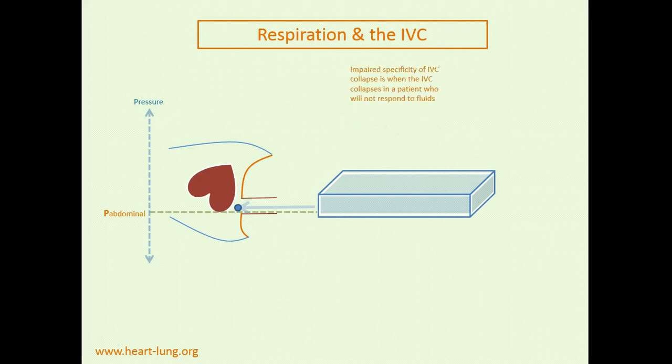And now let's talk a little bit about specificity and sensitivity. So let's call an impaired specificity of IVC collapse when the IVC collapses in a patient who will not respond to fluids. So what might bring about that situation? Well, consider a patient with septic cardiomyopathy, so their heart's not pumping forward as well, but they also have the venoplegia of sepsis, and maybe they're on some PEEP, either they're intubated or on CPAP or BiPAP or whatever, because they've got a pneumonia, say.